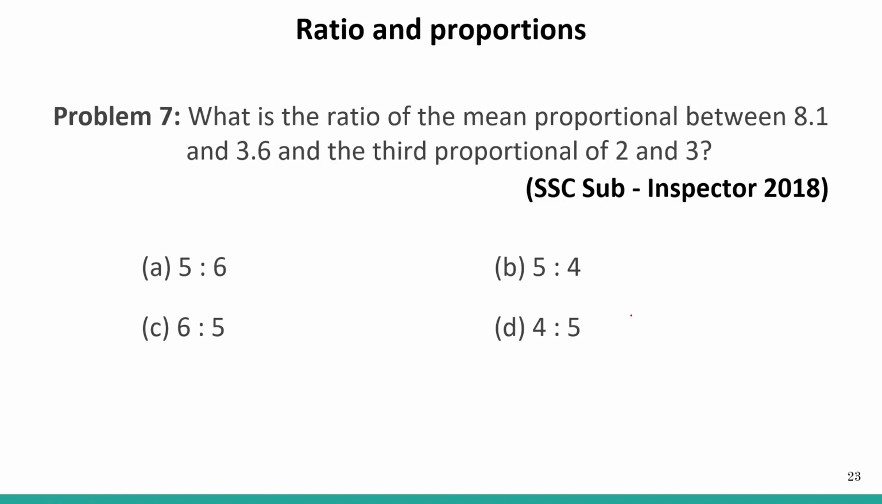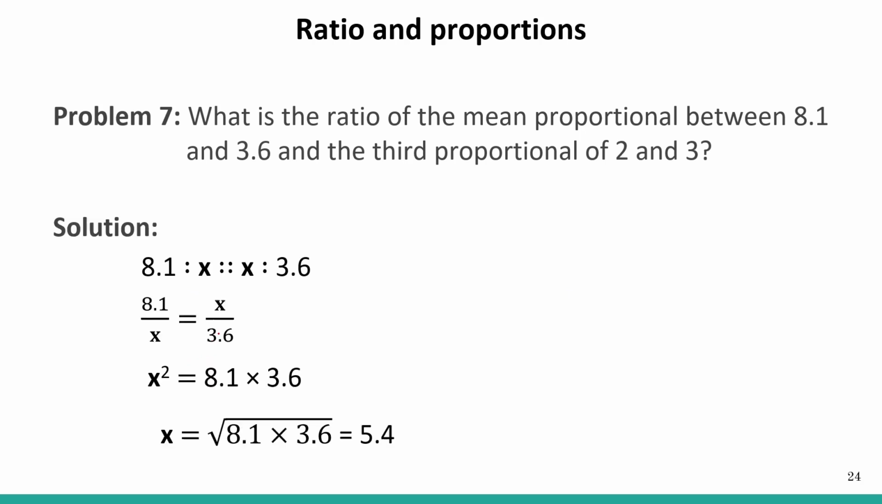What is the ratio of the mean proportional between 8.1 and 3.6 and the third proportional of 2 and 3? So this question has appeared in SSC Sub Inspector exam of 2018. Okay, so let's see, is the answer 5 is to 6, 6 is to 5, 5 is to 4 or 4 is to 5? Okay, we'll see that now. Now let's go forward for the solution.